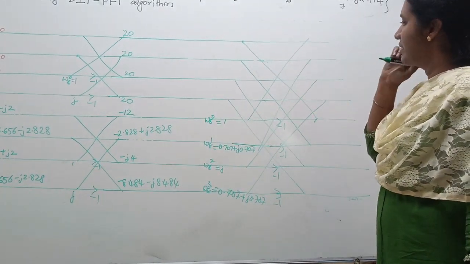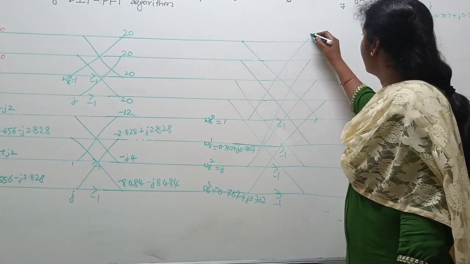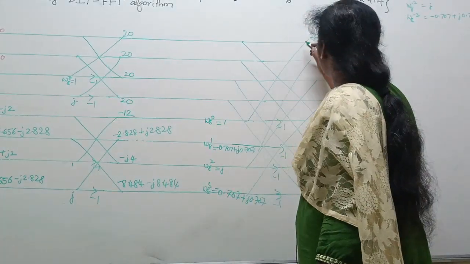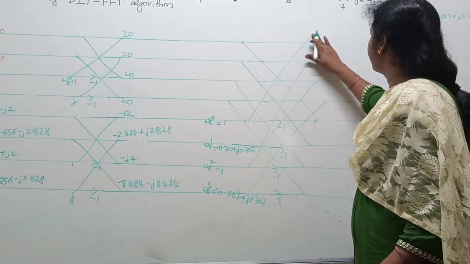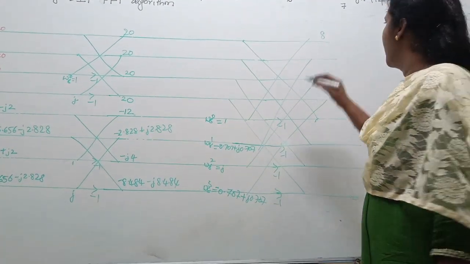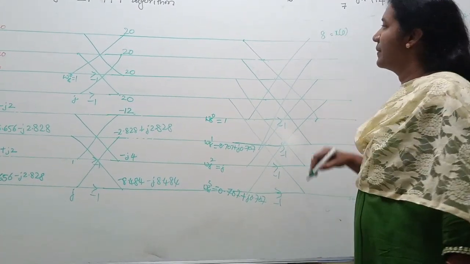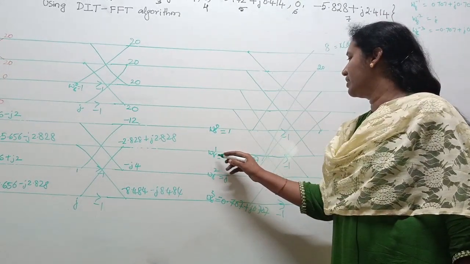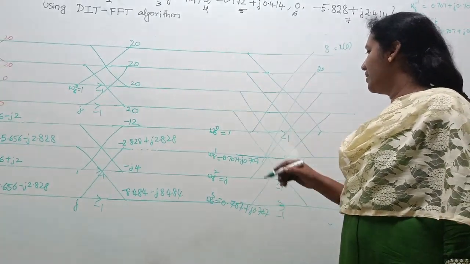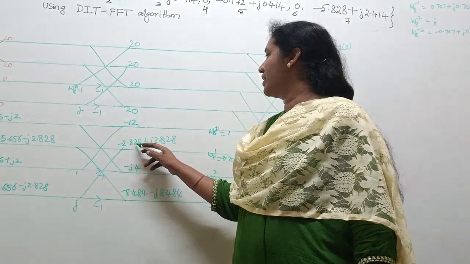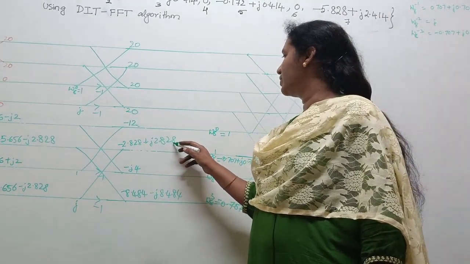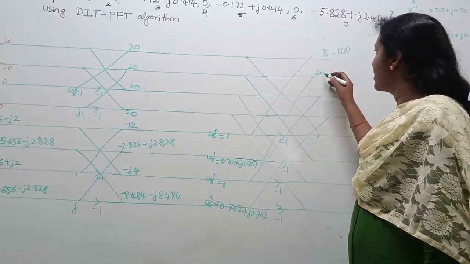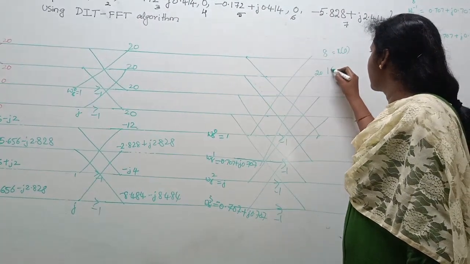Therefore, when you are passing the signals like this, here the first 20 is passing over here, and the value at this point, that is minus 12, is passing like this. 20 minus 12 is 8. So we got the value x of 0 is 8. Similarly, when you are passing here, the value is 20 here. But what is the value here? W8 power 1, when it is multiplying with minus 2.828 plus j 2.828, if you multiply here, you will get minus 4 at this point. So 20 minus 4 you will get here.